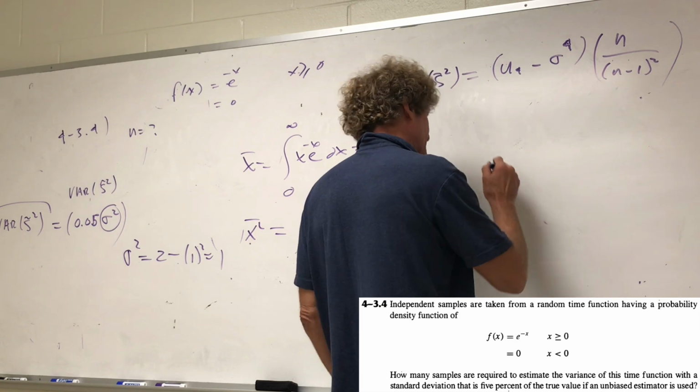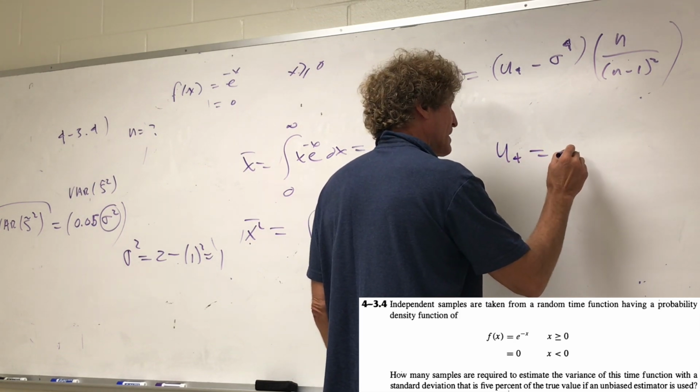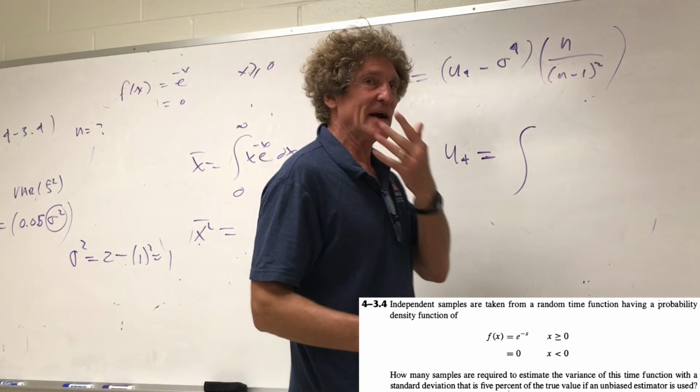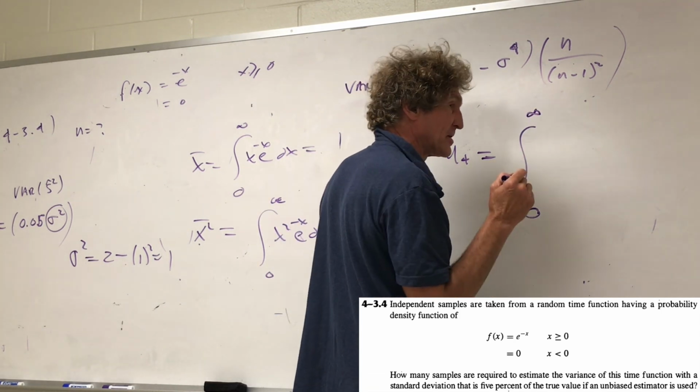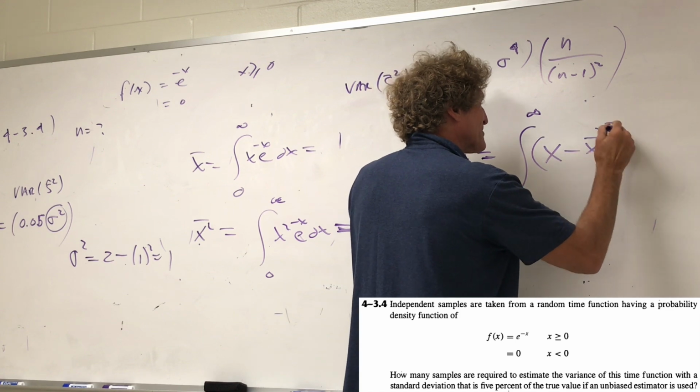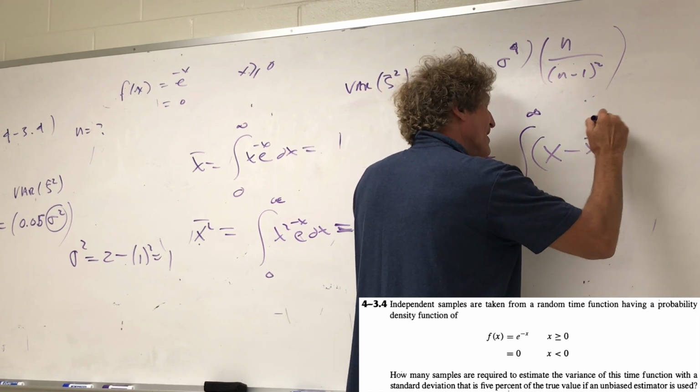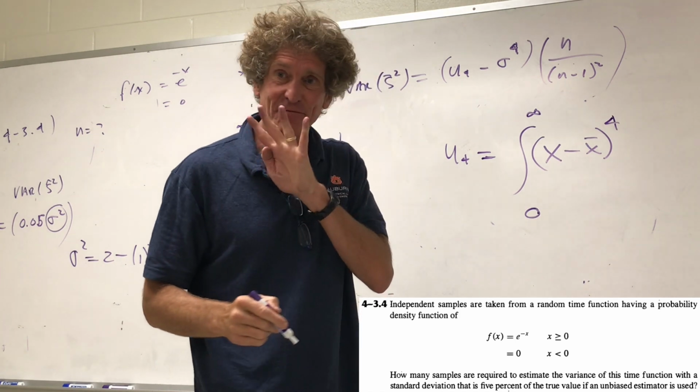Let's work the central moment. How do we get that? "1 times 3 times sigma to the fourth." Wrong. Back to this. What are we going to go from? Integrate from 0 to infinity. What do we put in here? x minus x bar squared. Yeah, that's the one, for the 4th central moment.